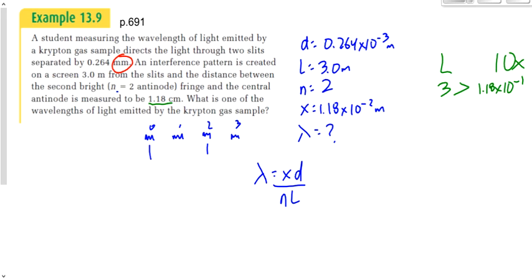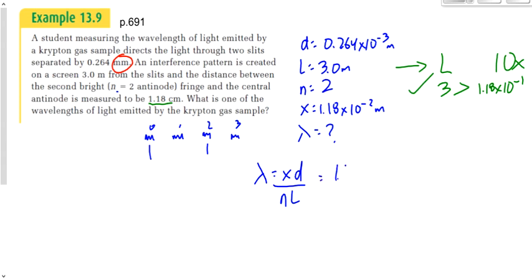Somebody this morning said, what if 10x is really, really close to L? Can we do it then? Yes. This little rule of thumb that I've come up with errs on the side of caution. So even if 10x is equal to L, you're still good. Just don't use it if it's greater than L, that's all. Okay, so we're good. We can use this equation.